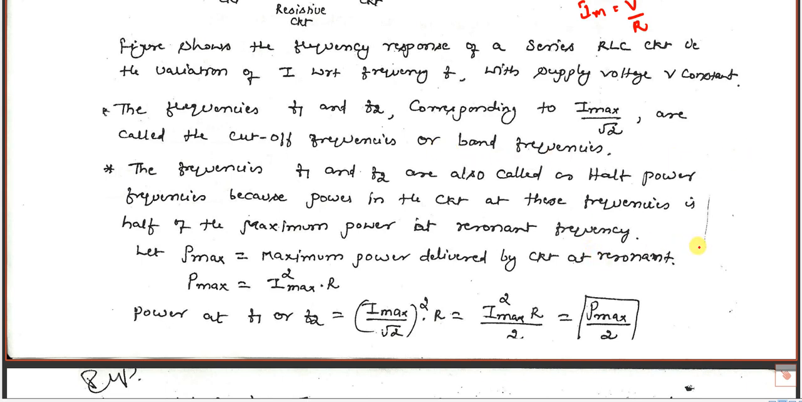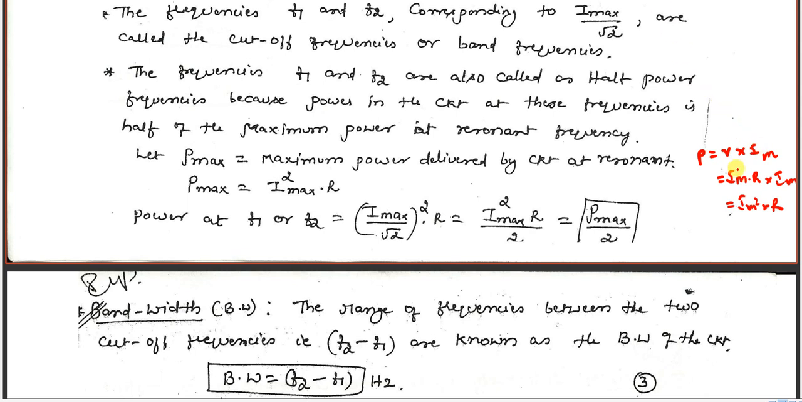Power is given by voltage into current, and it is maximum. V is equal to I max into R, so P is equal to current into voltage, which is I max square into R. P max is I max square into R. And at the half power frequencies, let us consider P max by 2.